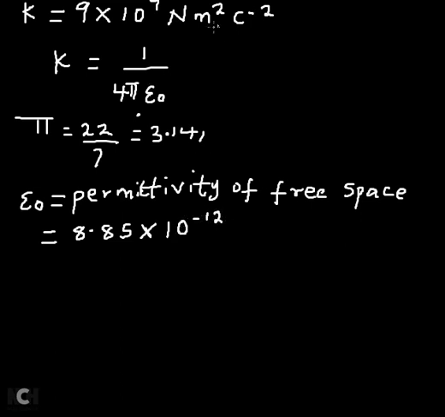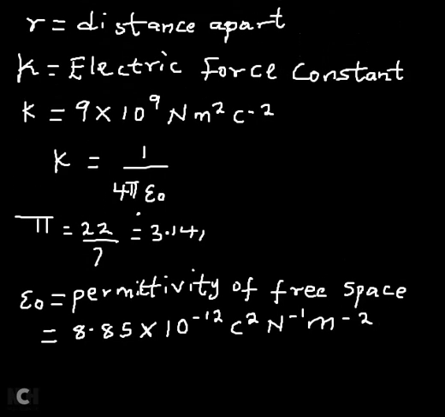Then it has an opposite unit, Coulomb squared per Newton per meter squared. When the value of pi and the permittivity of free space, epsilon zero, is put into this expression, you will discover that the constant k is equal to 9 times 10 raised to the power of 9.